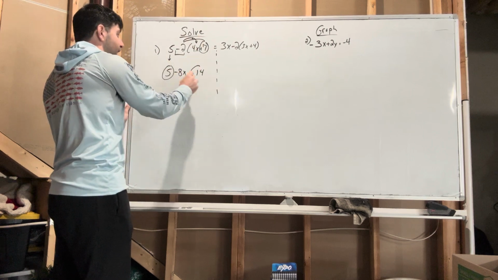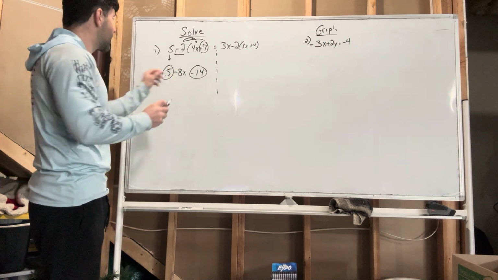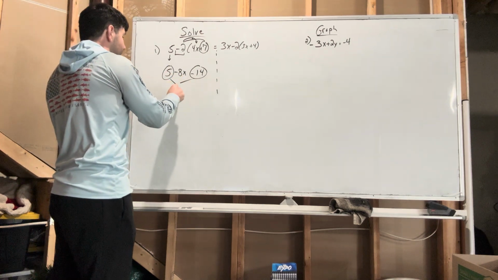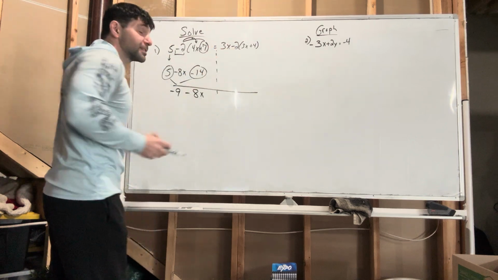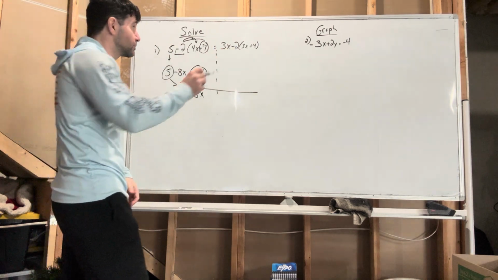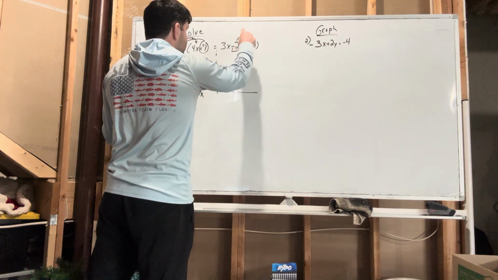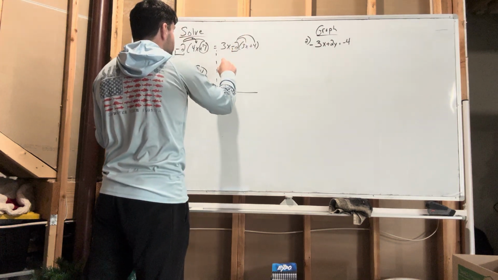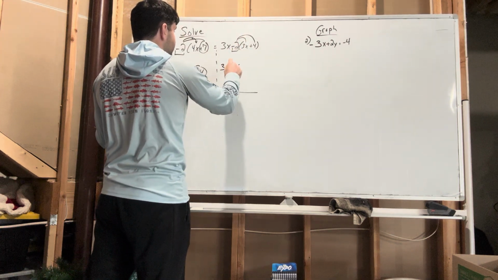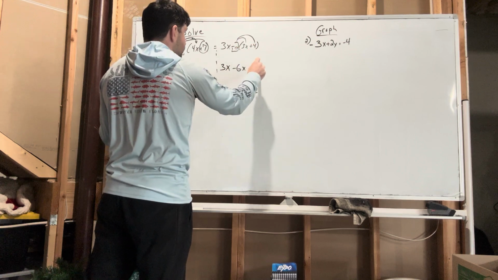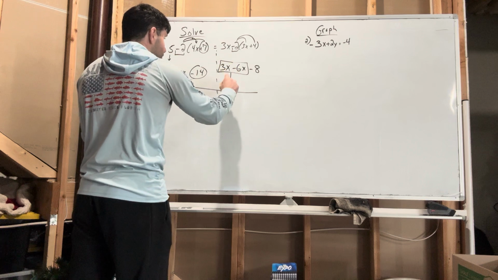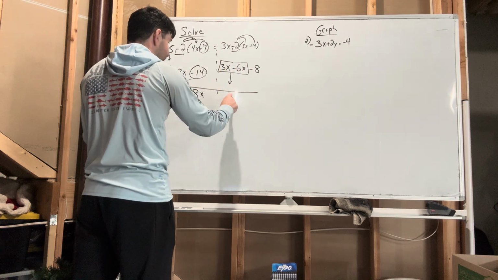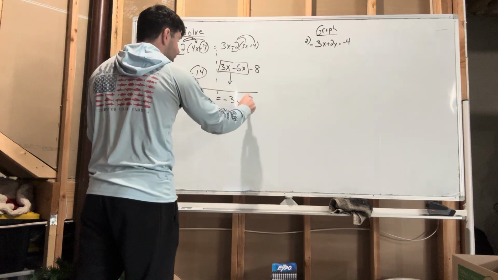Combine like terms. I have my constants. 5 minus 14 gives me negative 9. The negative 8x drops down. Do the same thing on the other side. We're going to distribute. Take the negative 2, multiply, multiply. Remember, distribute means multiplication. That gives me 3x minus 6x minus 8. Combine like terms. Well, in this case, it's the variables. So 3x minus 6x is negative 3x minus 8.